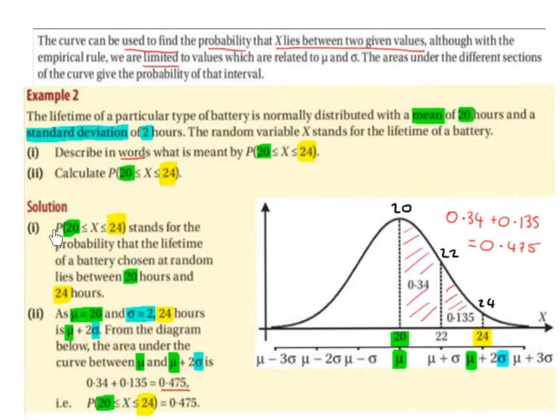So the probability that x is greater or equal to 20 but less than or equal to 24 stands for the probability that the lifetime of a battery chosen at random lies between 20 hours and 24 hours.